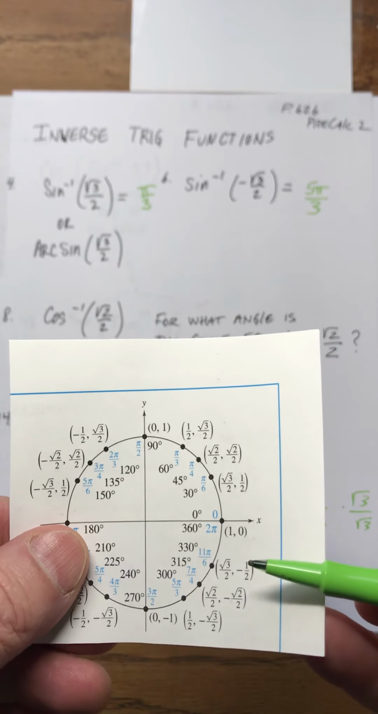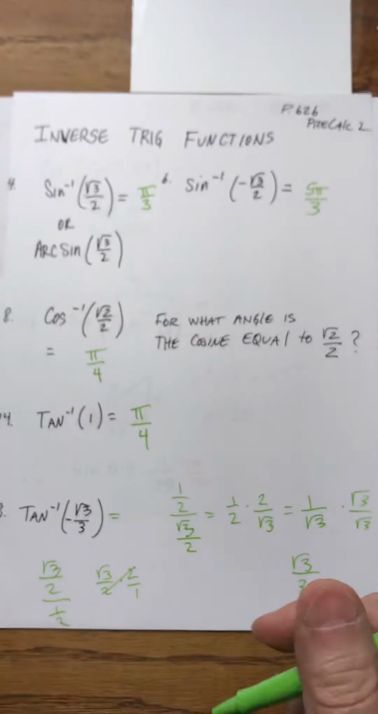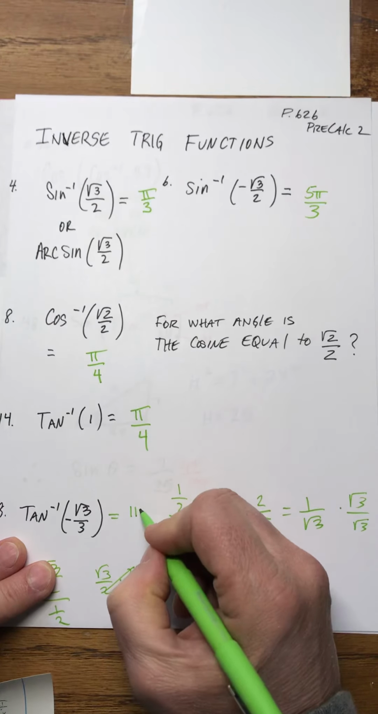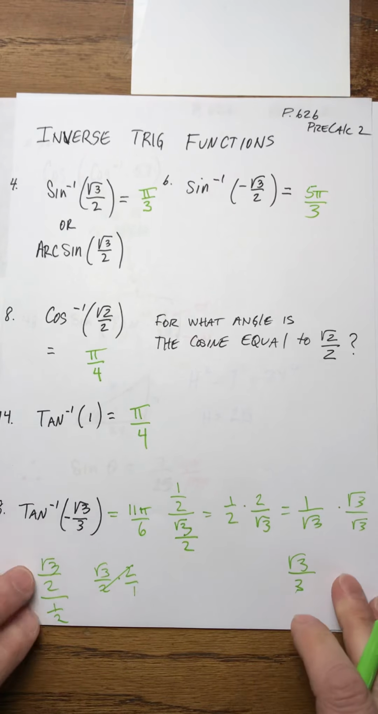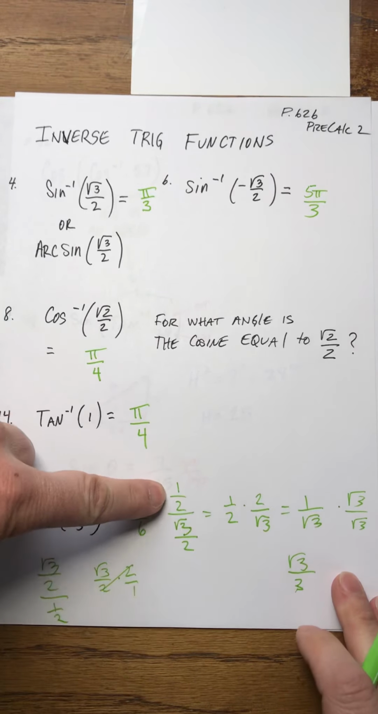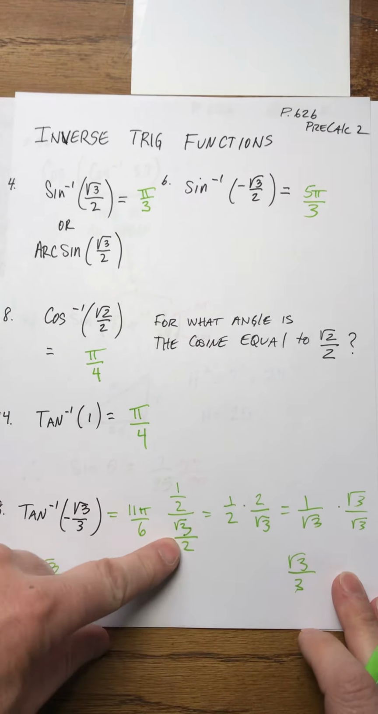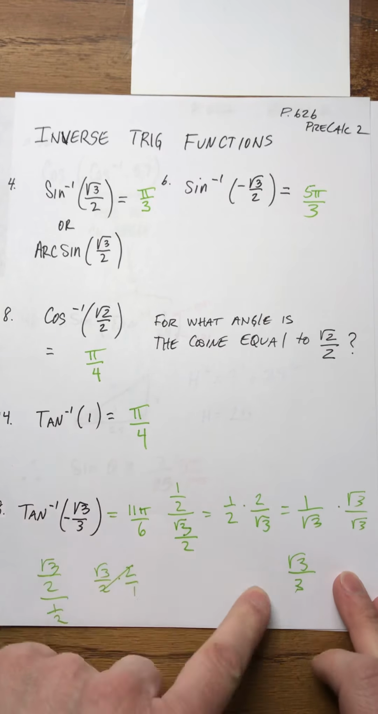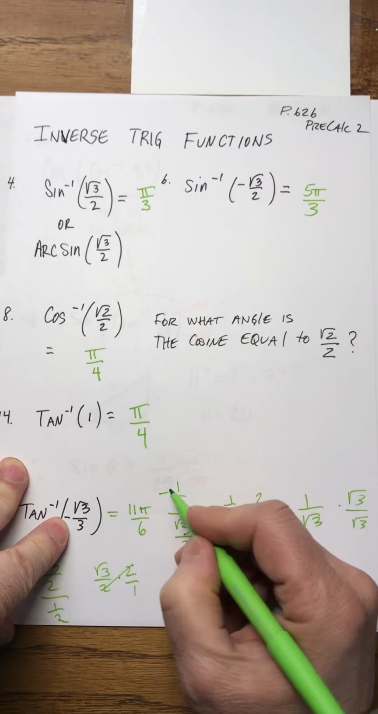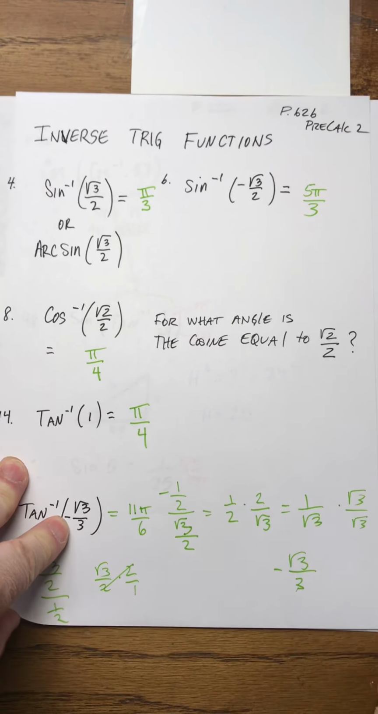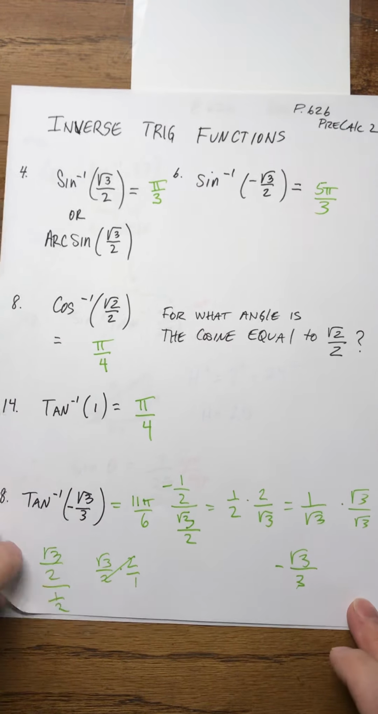So this would be 11 pi over 6. So our answer would be 11 pi over 6, because that's where that angle occurs, where the y is 1/2 and the x is square root of 3 over 2, producing this as an answer. So this one would be the negative, so that would come out to be negative. So you can look at these again.